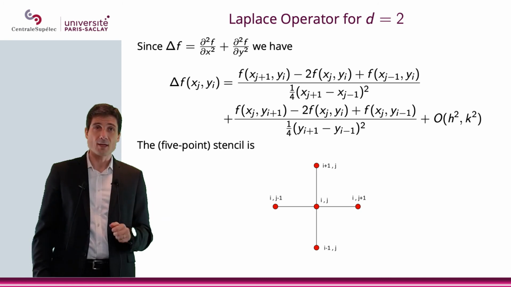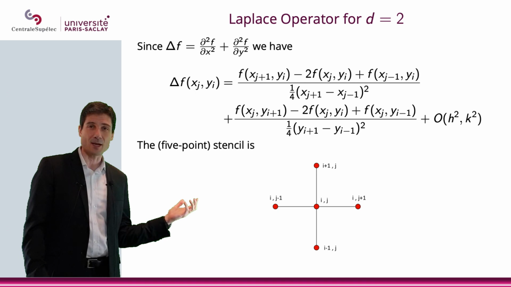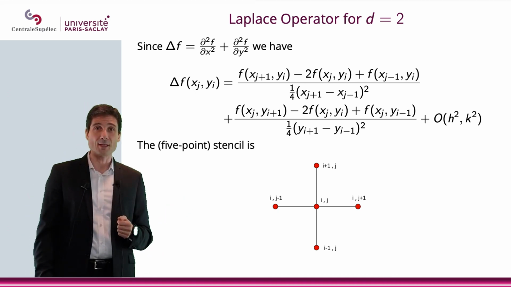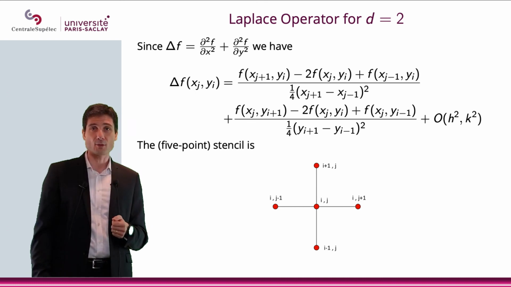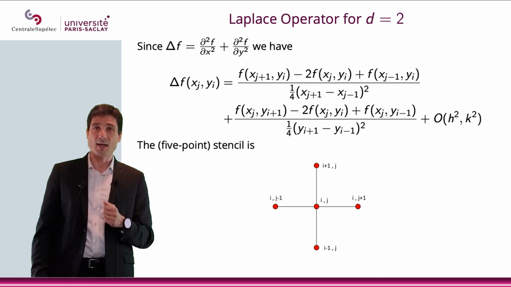Now, what we're going to do is use this stencil and this approximation to actually approximate a PDE and solve the Poisson's equation minus Laplace u equals f on a domain omega.